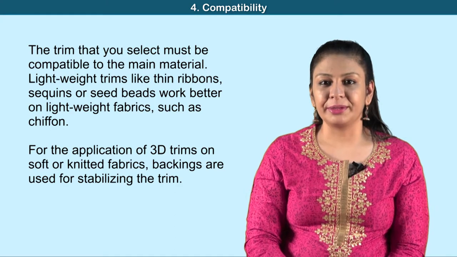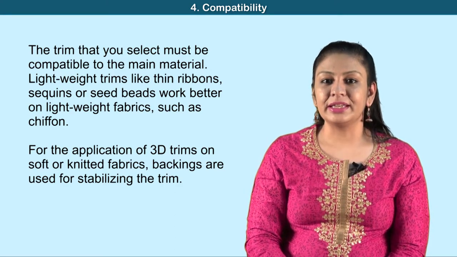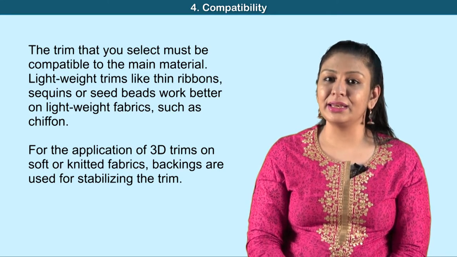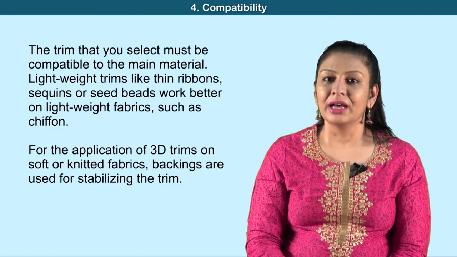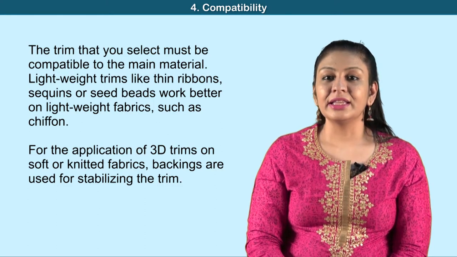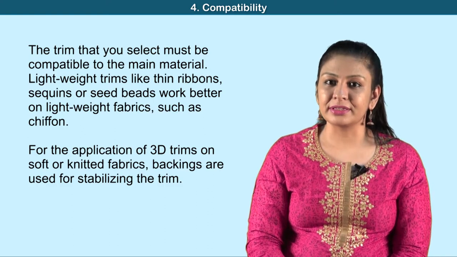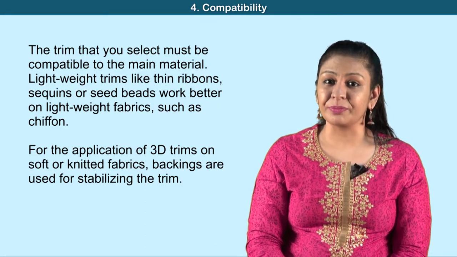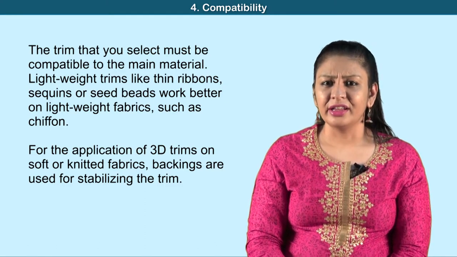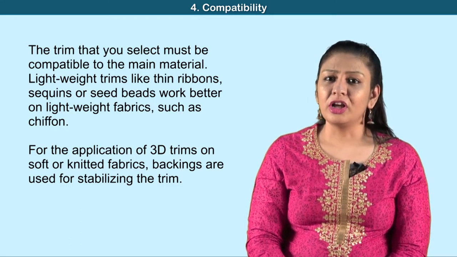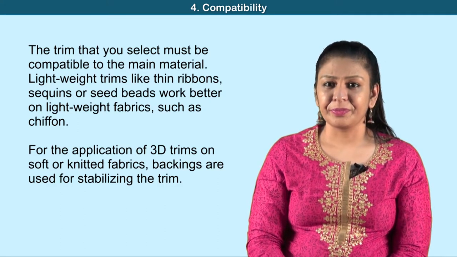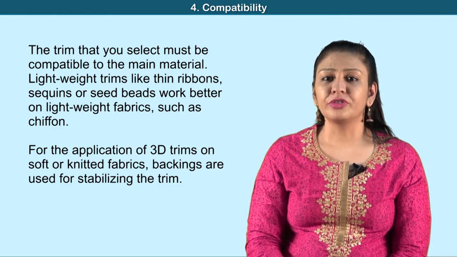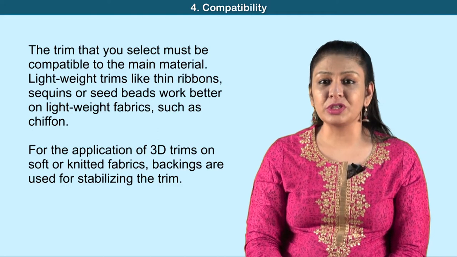This leads us to our next point. Compatibility. The trim that you select must be compatible to the main material. Lightweight trims like thin ribbons, sequins and seed beads work better on lightweight fabrics such as chiffon compared to heavy patches. In sewing trims, we discussed the kind of fusibles and interfacings that must be used with different fabrics. When you use a dark color fusible on a thin light material, chances are that the dark color might be visible from outside. Also, stiff paper interfacings may spoil the fall of the fabric. For application of 3D trims on soft fabrics or knitted fabrics, backings must be used to stabilize the trim.